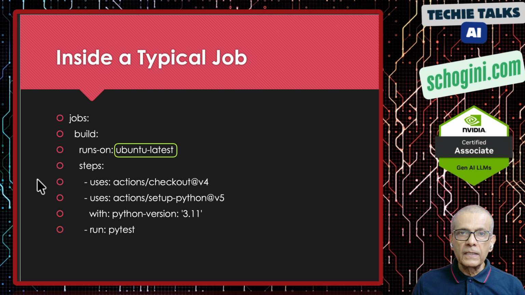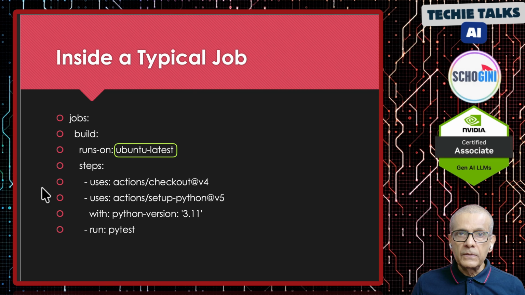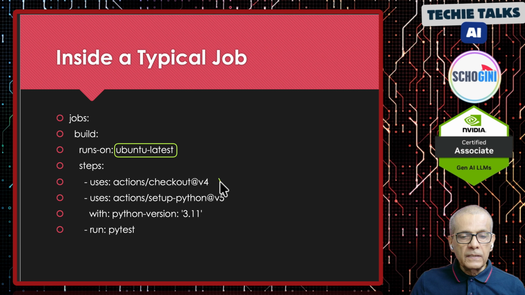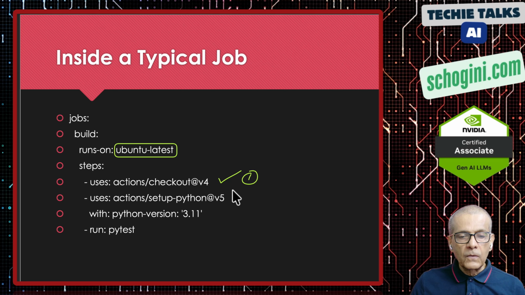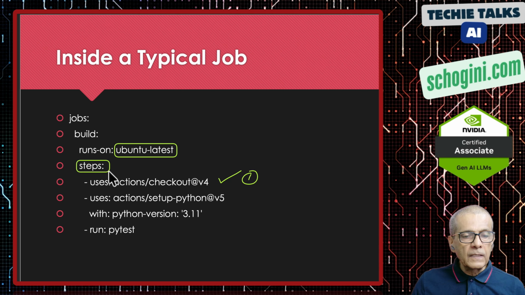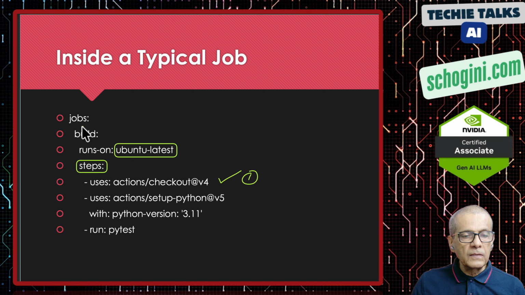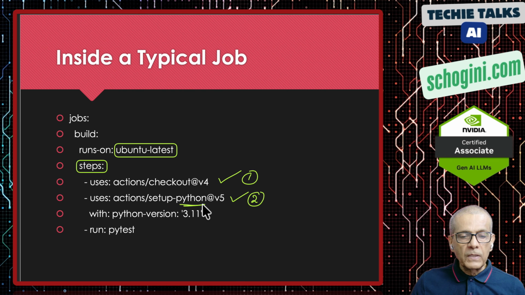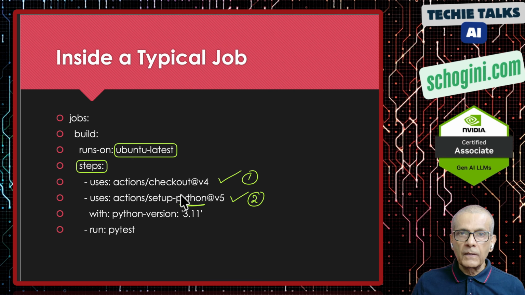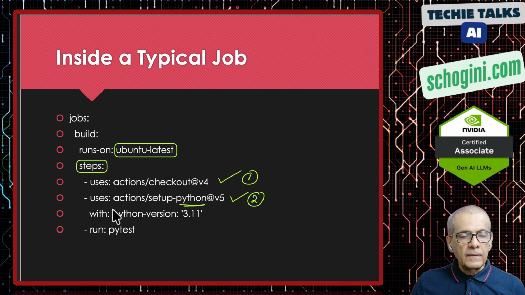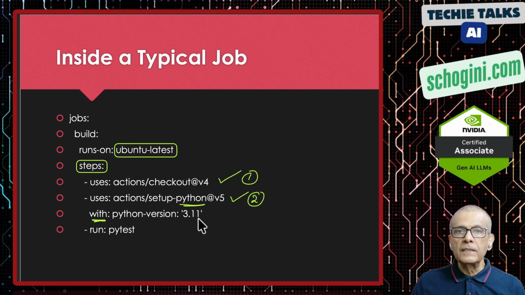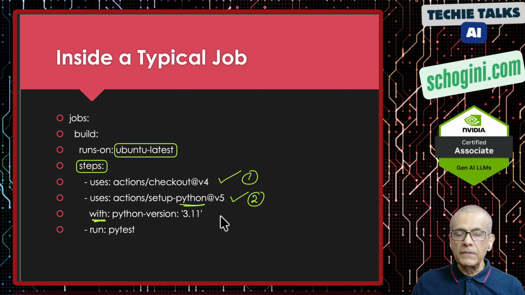We want Ubuntu runner, that is Ubuntu latest. Then we use actions to set up our environment. So first we check out our code into the runner. Here are the steps within this build job, and then set up Python environment needed for our job to run. And here we use with and Python 3.11. That is the version that we need.